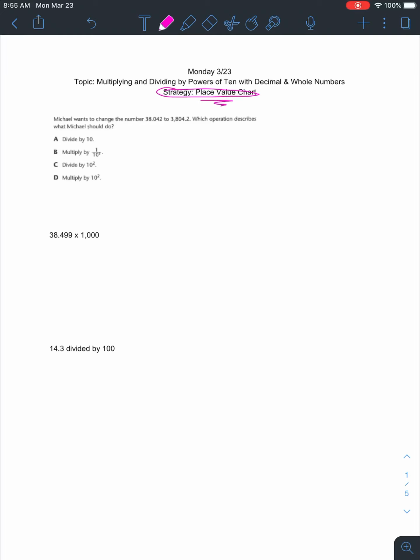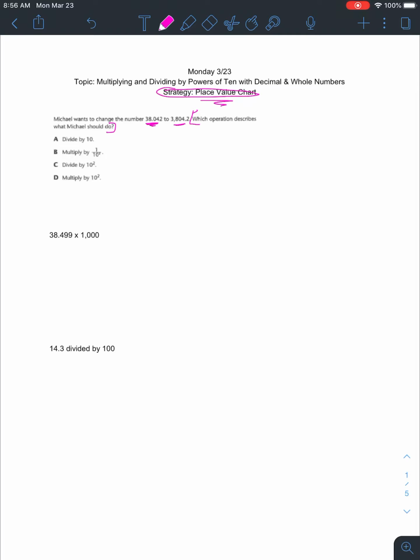Michael wants to change the number 38 and 42 thousandths to 3,804 and 2 tenths. Which operation describes what Michael should do? So when I look at this problem, I know that I'm starting with 38 and 42 thousandths, and I'm trying to change it to 3,804 and 2 tenths. My question is asking me which operation describes what Michael should do.